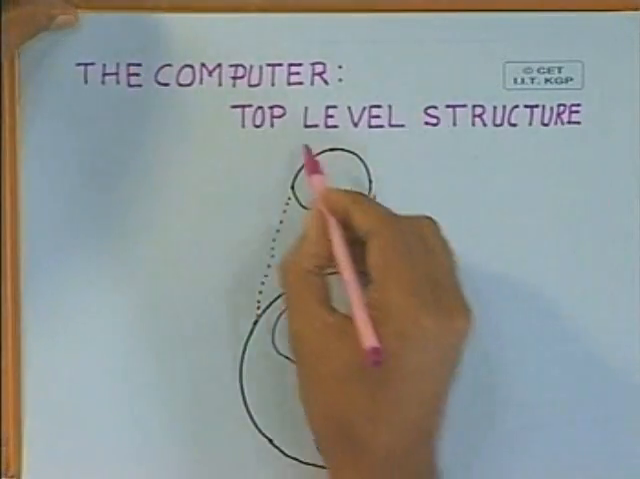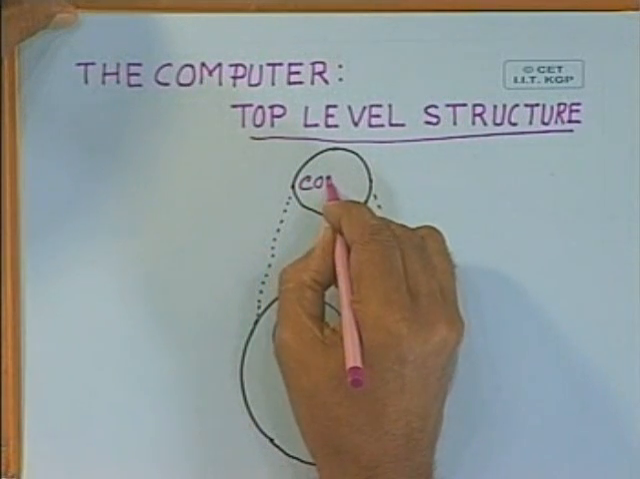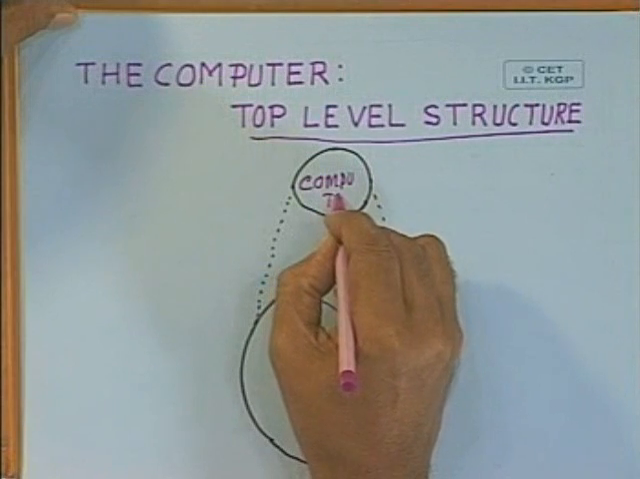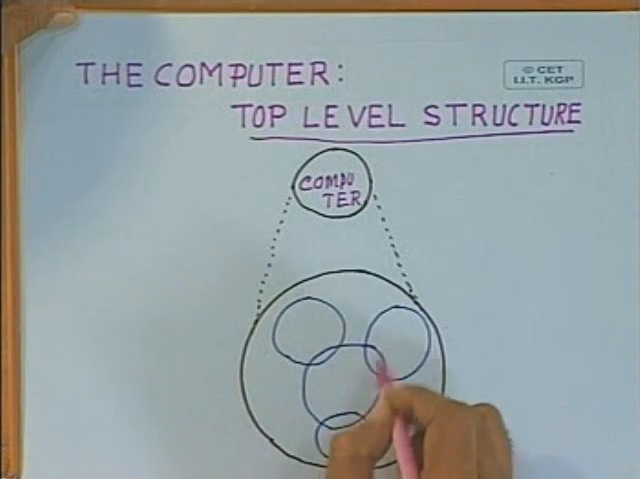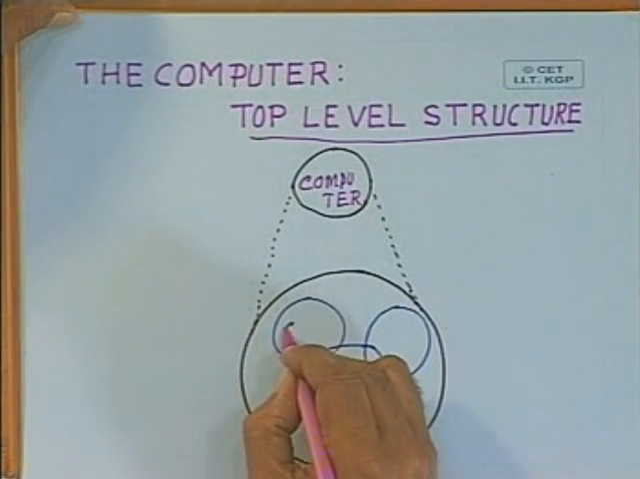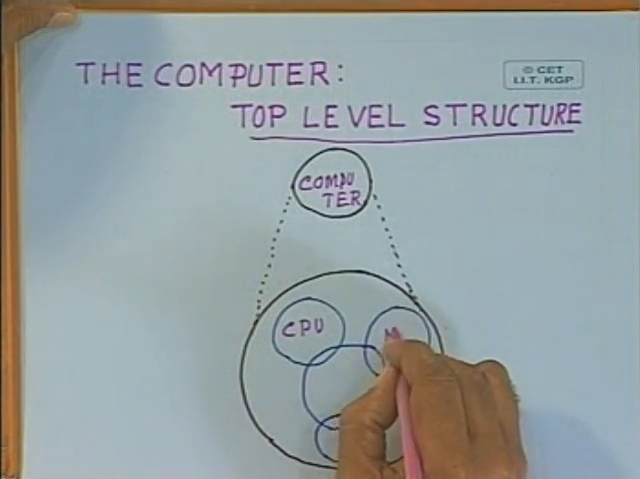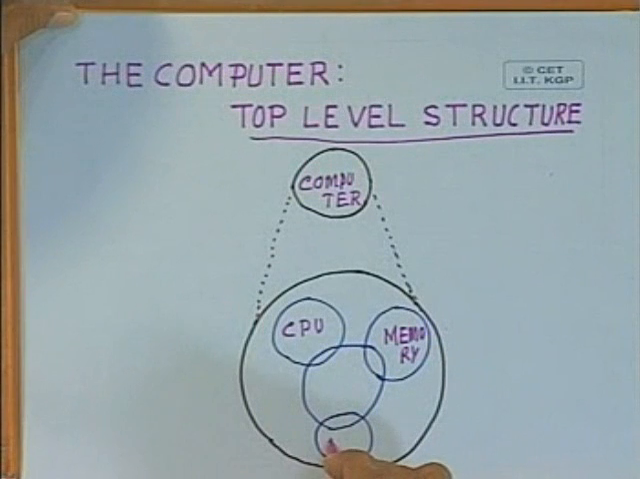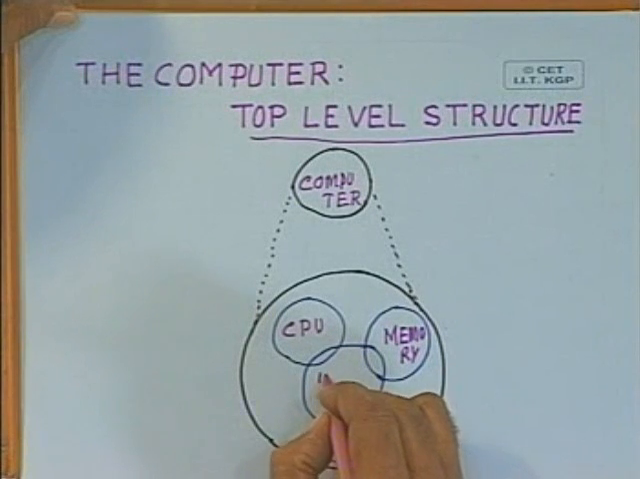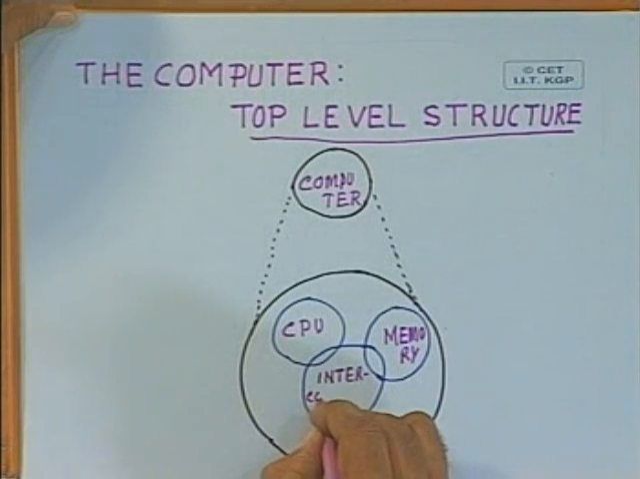Here is the top level structure of a general purpose computer. Here is your computer system. If you blow it up, you will find that inside the computer there are several subsystems like the CPU, central processing unit, the memory devices, different types of I/O devices, input-output devices or peripherals, and then there should be some way to interconnect them. So there is some mechanism for interconnection.